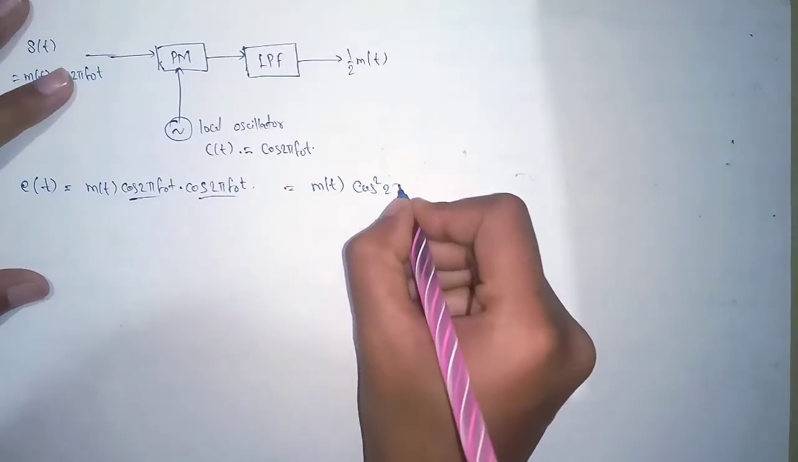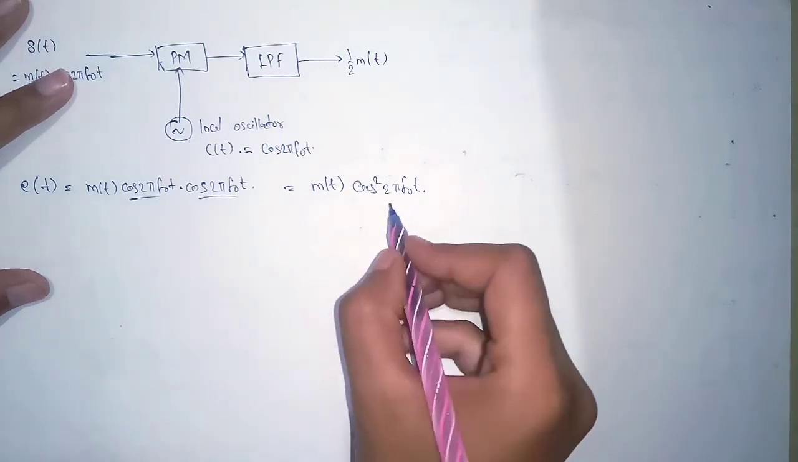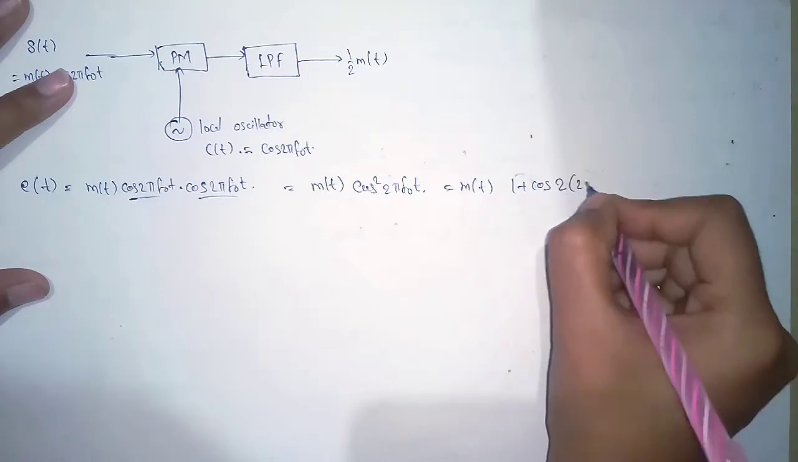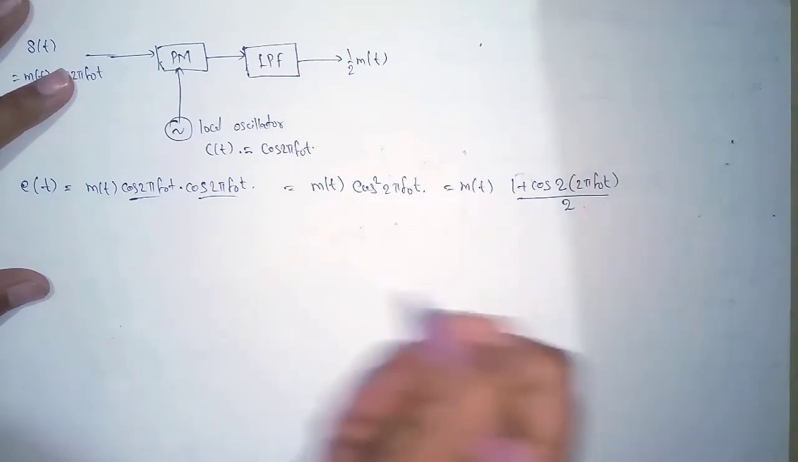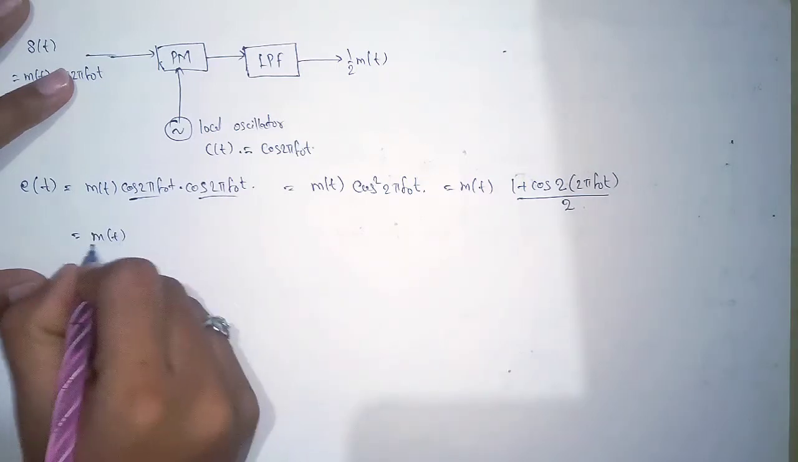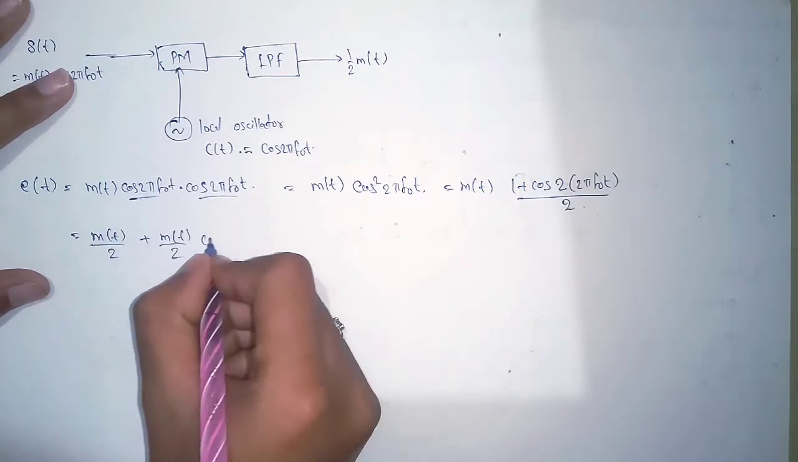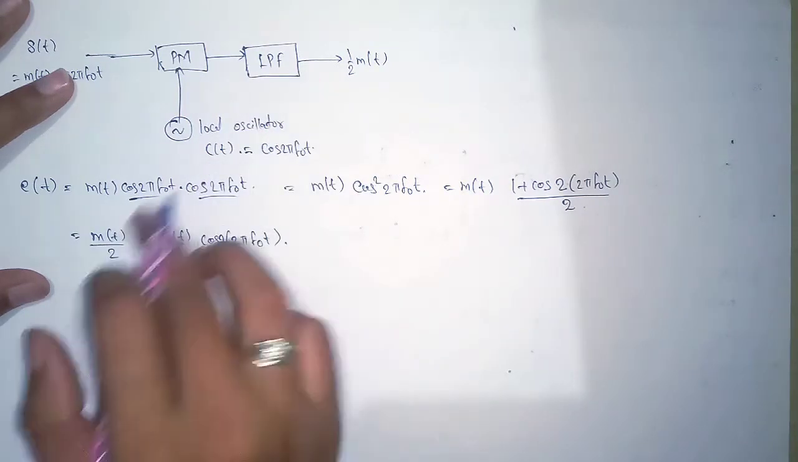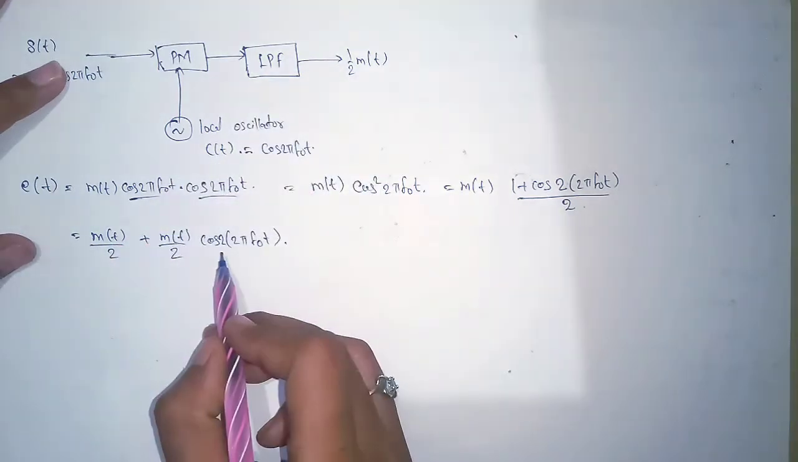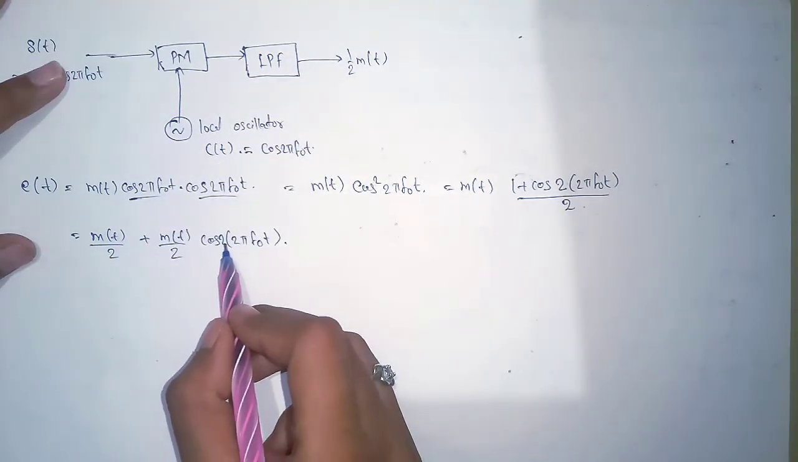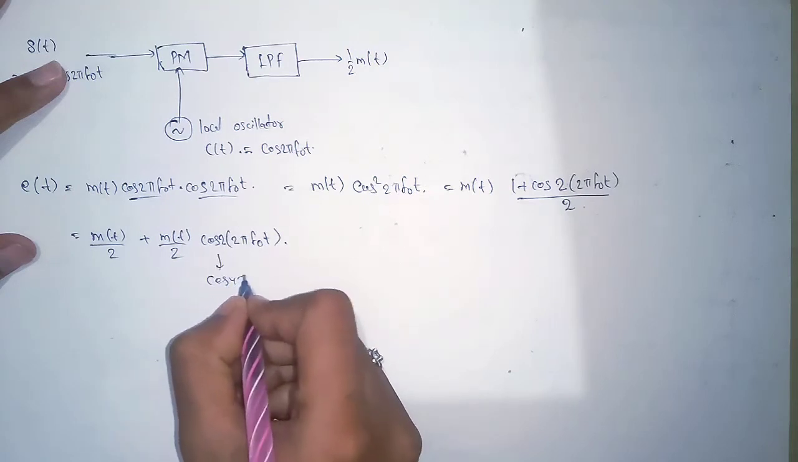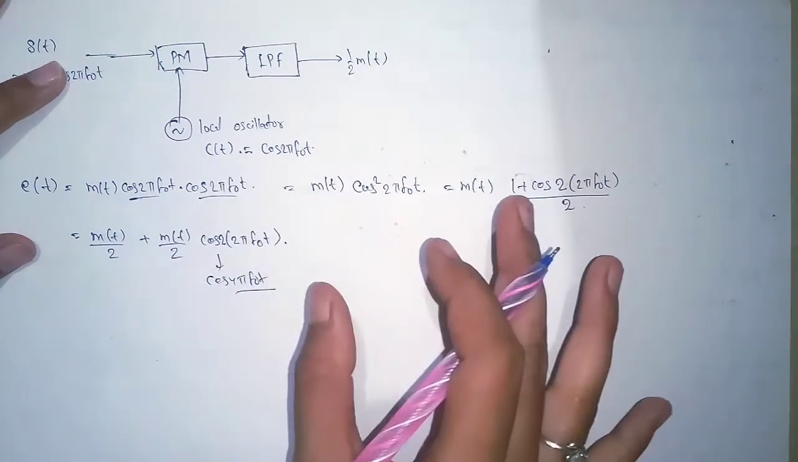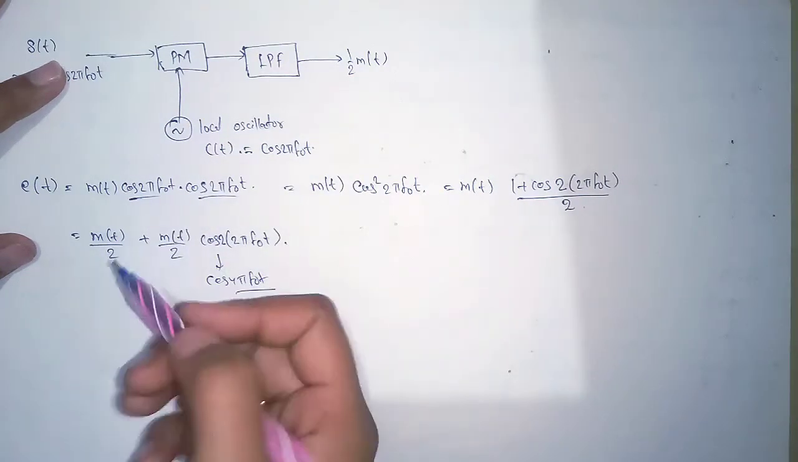We can write it as m of t into cos square of 2 pi f0 t, and we can write cos square 2 pi f0 t as (1 plus cos 2 times 2 pi f0 t) by 2. So we will separate the terms: m of t by 2 plus m of t by 2 into cos of 4 pi f0 t. As we are passing this signal through the low pass filter, the signal which has high frequency, cos 4 pi f0 t, is a very high frequency, so this signal will get rejected in the low pass filter, and only the low frequency signal will get transmitted.